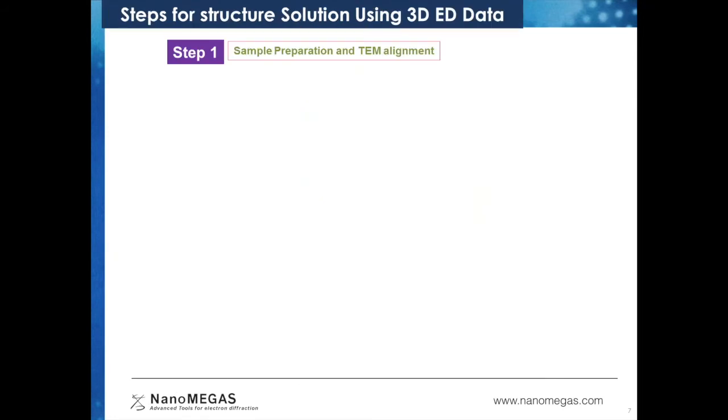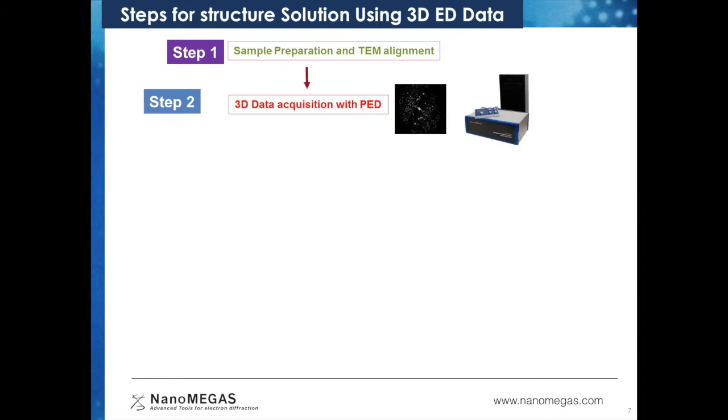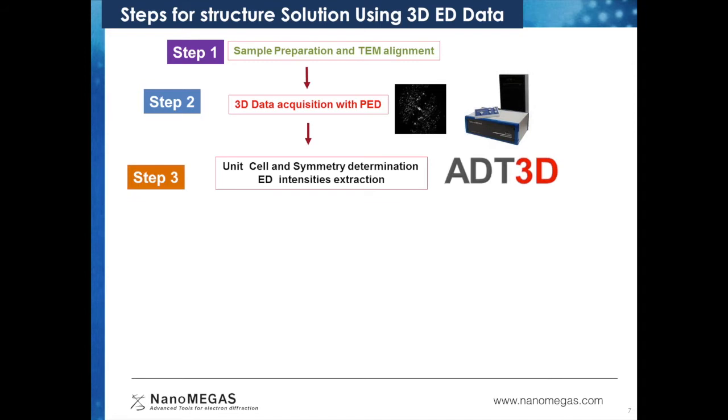Now, what are the different steps to obtain a structure from 3D electron diffraction data? The first step is to do sample preparation and align the TEM for a diffraction experiment. The second step is to collect 3D precession electron diffraction data using the hardware developed by NanoMEGAS. The third step is to determine the unit cell and symmetry and extract intensities from the collected 3D electron diffraction data. This can be done with dedicated software like ADT3D, supported and provided by NanoMEGAS.